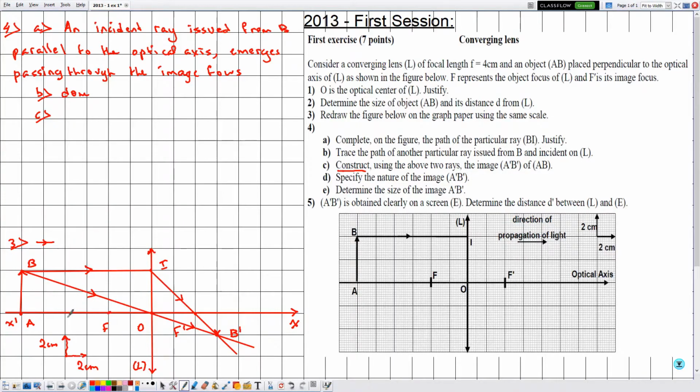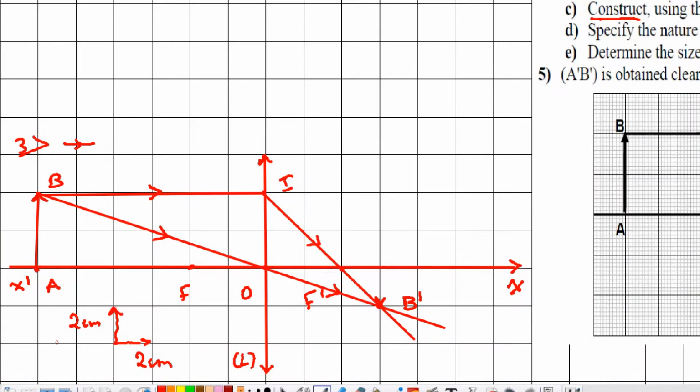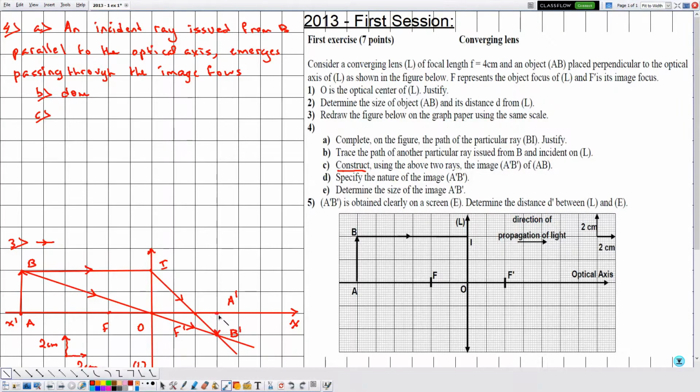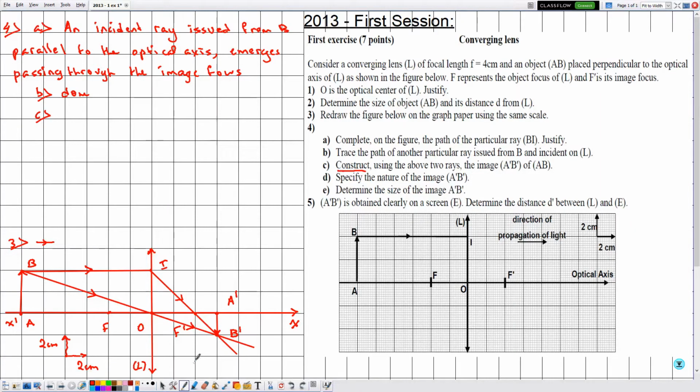Now we need to trace A prime. Notice that the point A represents the foot perpendicular of B on the optical axis. Then A prime will represent the foot perpendicular of B prime on the optical axis. And now let's trace the image A prime B prime. So this is the tracing of the image.